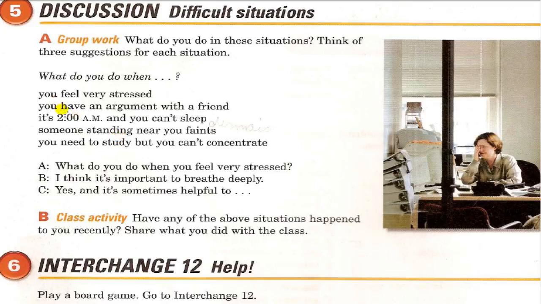What do you do when you have an argument with a friend? An argument, a discussion. You're very angry. You're right, no, you're wrong, like this. This is a discussion, mainly like a debate. You're about to fight. What do you do when you have an argument with a friend? I think it's important to stop and leave the place and say, okay, I'll call you tomorrow, I'll call you back. It's sometimes helpful to ask a third friend to solve the problems or to take his opinions.